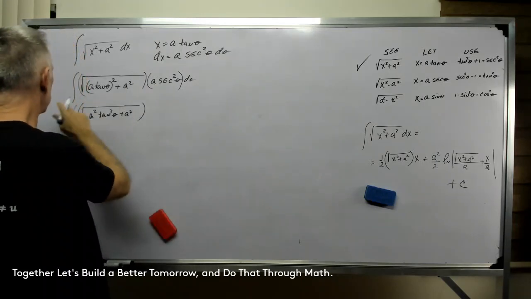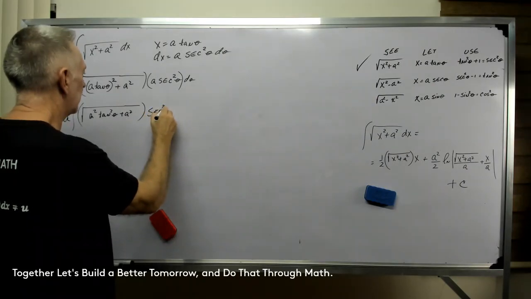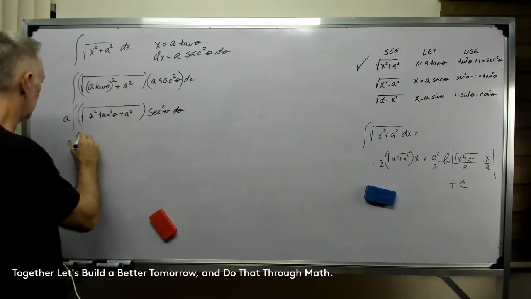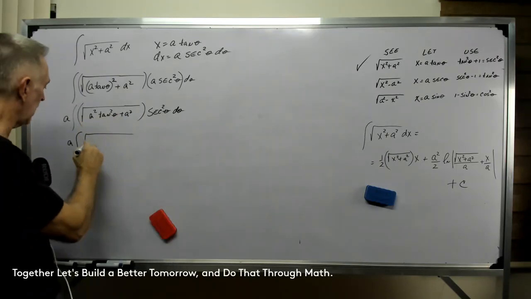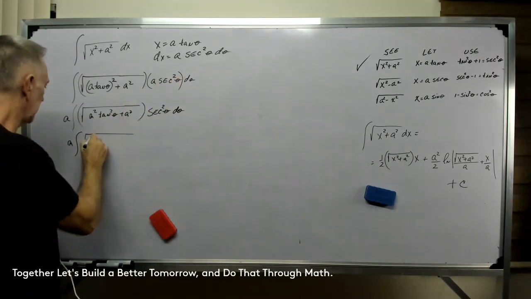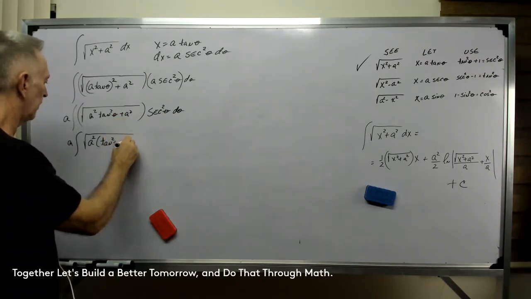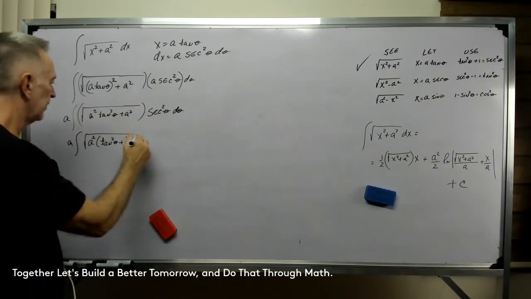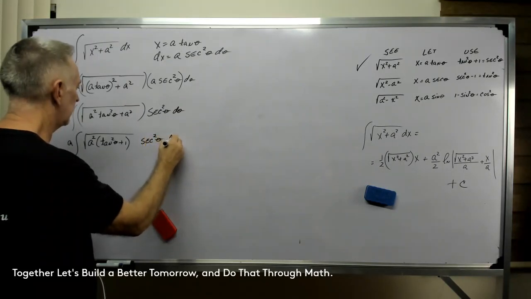All right, I'm going to pull this a and put it over here. And now I still have the secant squared theta d theta. So I have a times the integral of the square root of, and I'm going to factor an a squared out. Very same concept as what we did on the other one. So I have a squared times tangent squared theta plus 1. If I distribute the a squared in, I get this term here. And that's still times secant squared theta d theta.